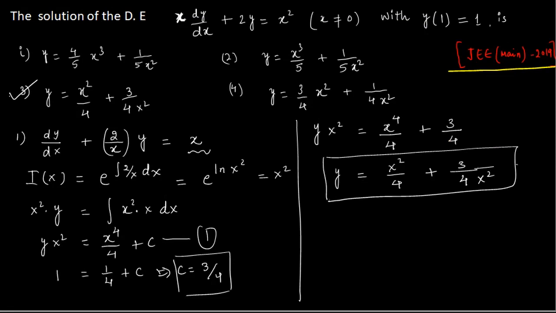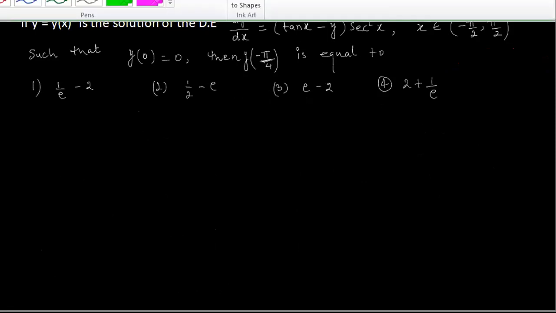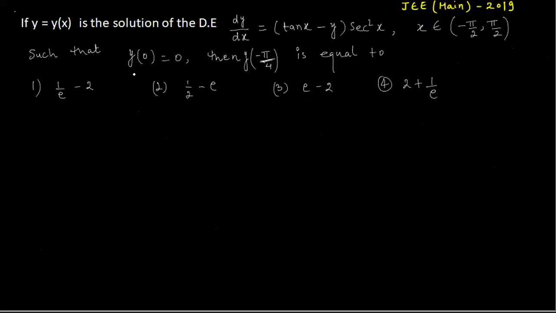Let us see one more question based on a simple linear differential equation. Here the question is dy over dx equals this much, and x lies in the open interval minus pi by 2 to pi by 2, and it is also given that the value of y is 0 at x equal to 0. We have to find y of minus pi by 4.